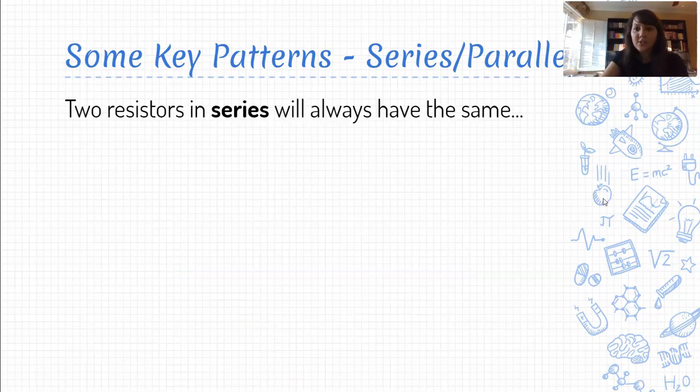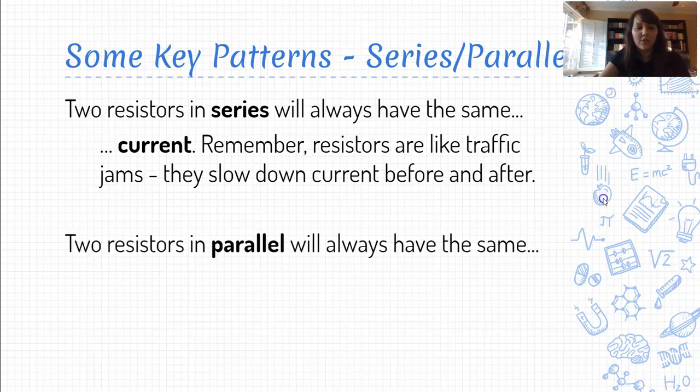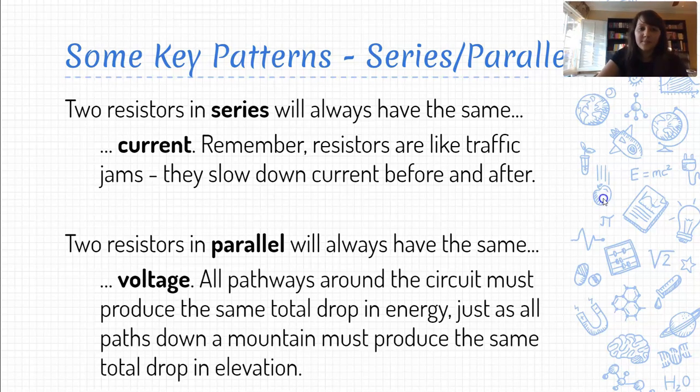A couple other key patterns for us. If I have 2 resistors in series, they're always going to have the same current. And we talked about this earlier in the unit about how current is kind of like traffic on the freeway, and as you add more resistors in series, they're going to kind of create that backlog and slow down current both before and after. So any resistors in series have to have the same current going through them. But 2 resistors in parallel, on the other hand, always have the same voltage. And this kind of goes back to that loop rule, that all pathways around the circuit, even 2 parallel alternative routes around the circuit, have to still have the same voltage drop.